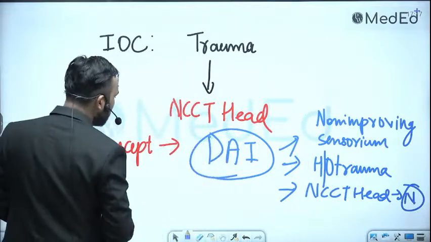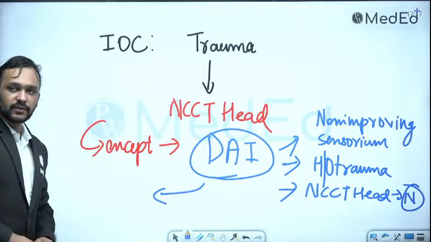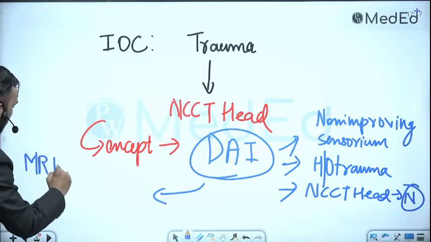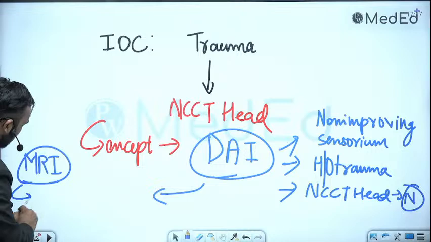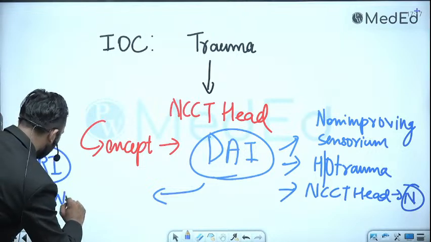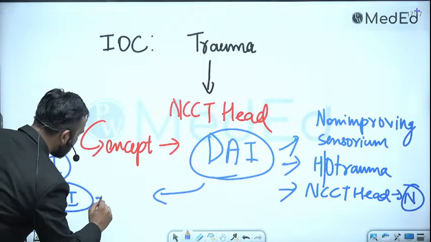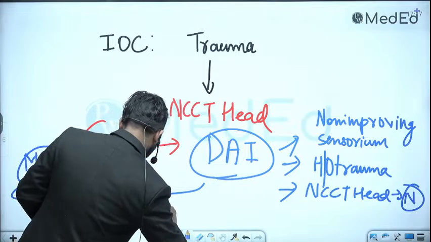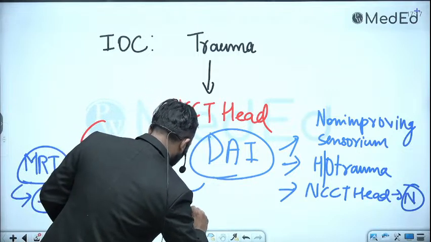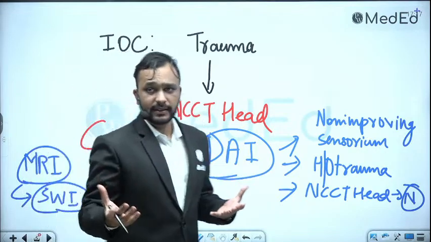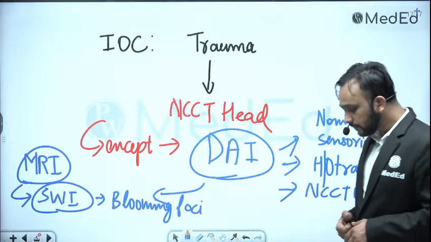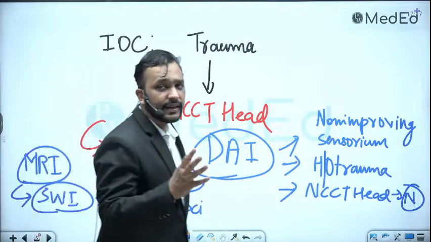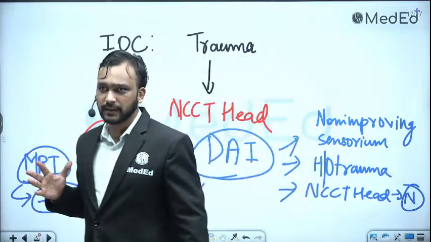So how will you diagnose a case of diffuse axonal injury? MRI is the investigation of choice. MRI will be done in these patients, and within the MRI, susceptibility weighted imaging will be used. On susceptibility weighted imaging, you will see blooming foci. Blooming foci are just black spots on the MRI image. These will be seen at the junction of gray and white matter and in the corpus callosum.